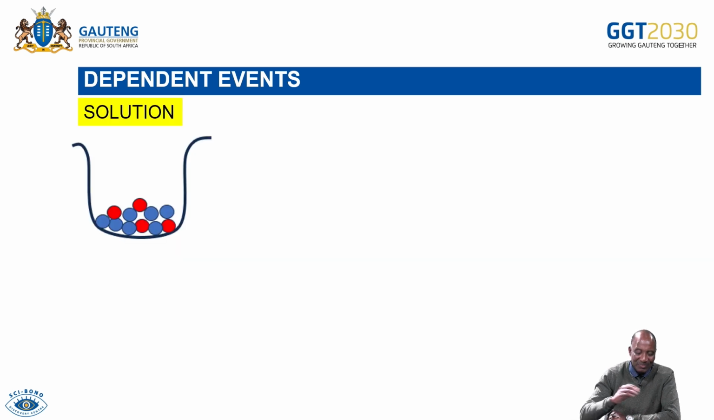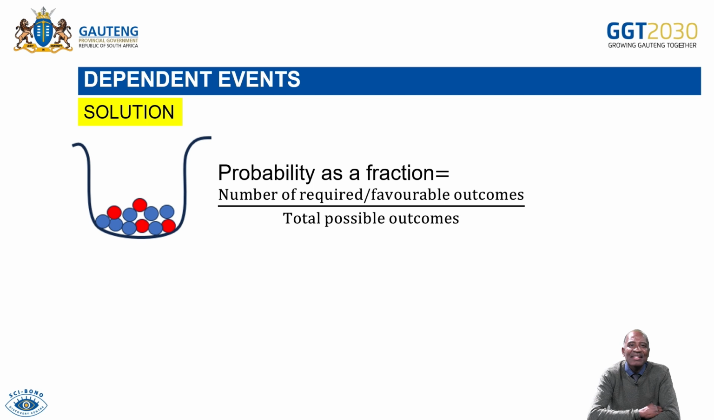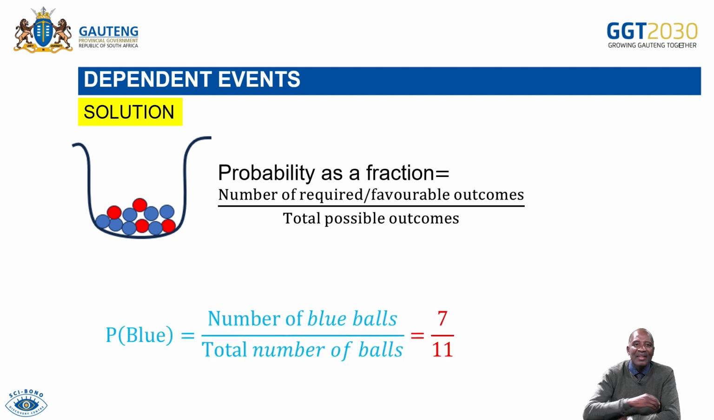What does that mean? It means in our first draw, the probability as a fraction is going to be the number of required outcomes or favorable outcomes divided by our total possible outcomes. So in this case, we want to choose a blue. Therefore, the probability of blue is going to be the number of blue balls divided by the total number of balls in that bucket. So when we count the number of blue balls, we are getting a total of 7 divided by 11. And that is a fraction in its simplest form.